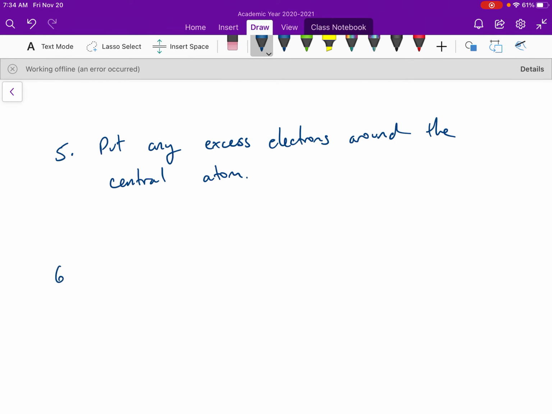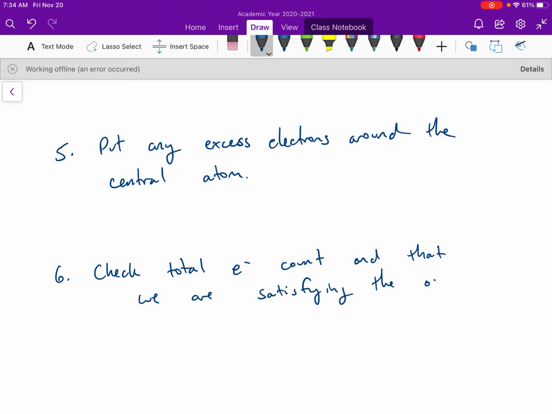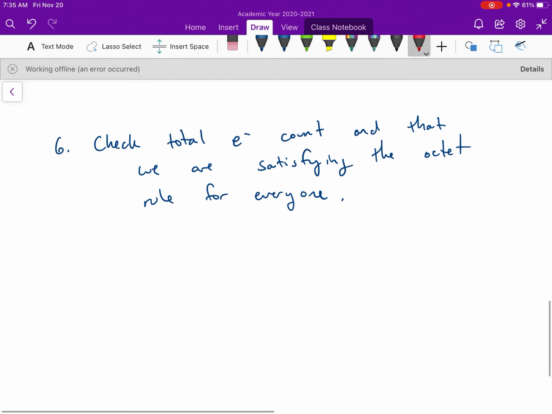This is a valid Lewis structure if we check two things. We're going to check the total electron count, make sure we use the right amount, and that we are satisfying the octet rule for everyone. Okay, so that's the idea. We're going to check the total electron count, and that we are satisfying the octet rule for everyone.